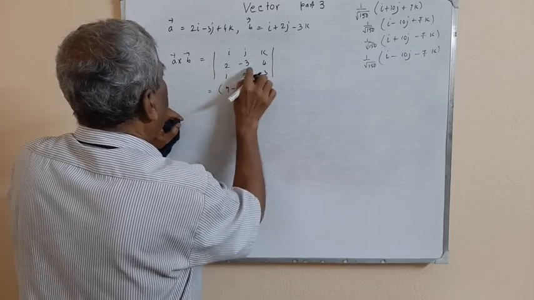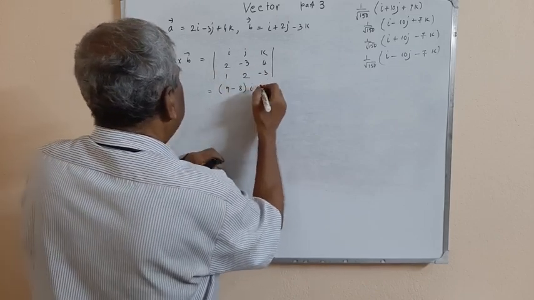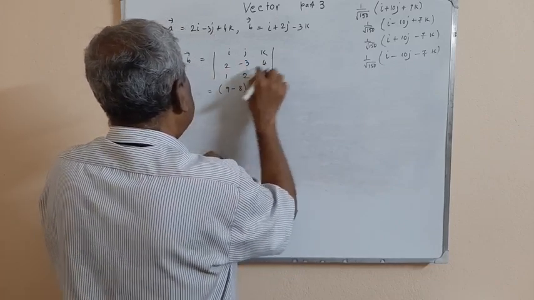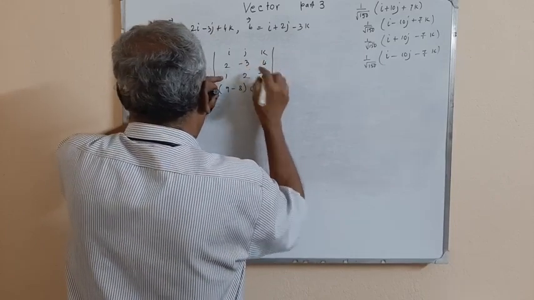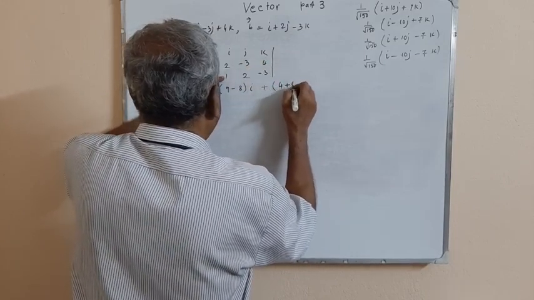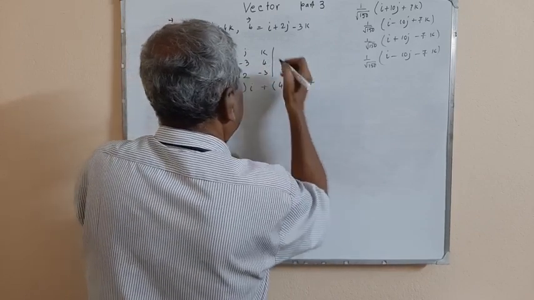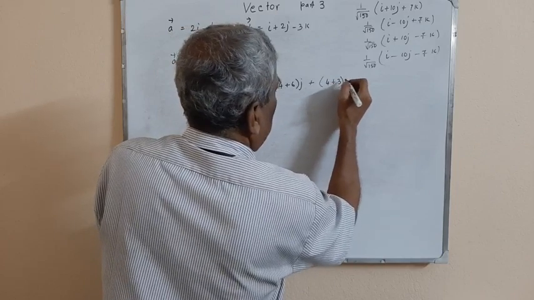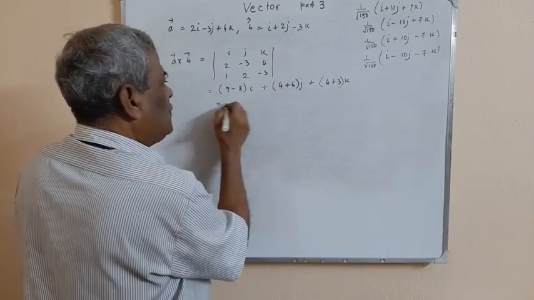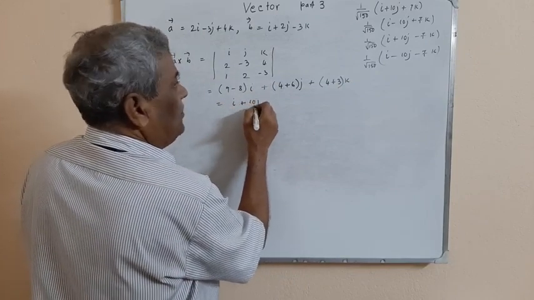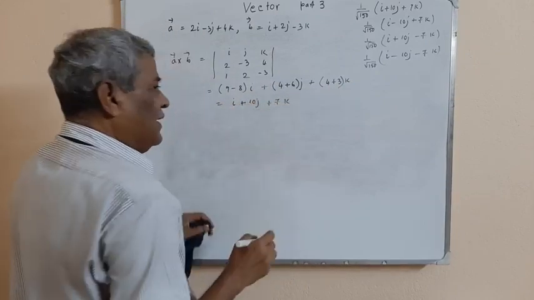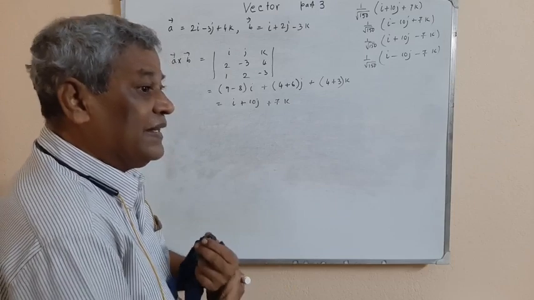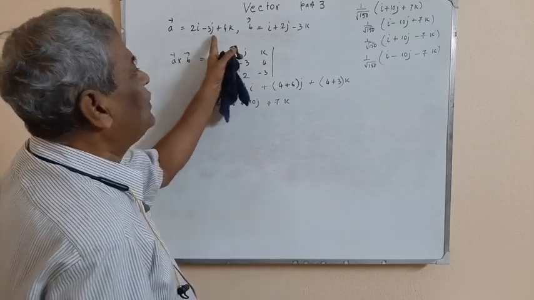9 plus 9 minus 8. Next, plus j into this determinant, that is 4 plus 6 into j, plus k into 4 plus 3, that is 4 plus 3 into k. So it is equal to i plus 10j plus 7k. This vector is perpendicular to both this and that. We have to find a unit vector perpendicular to both this and that.